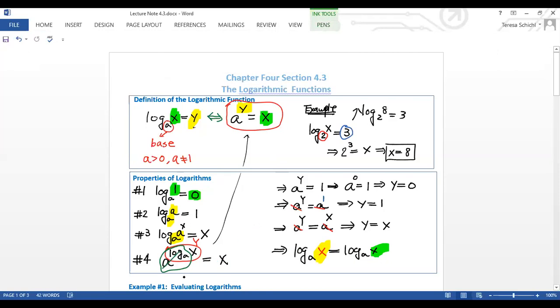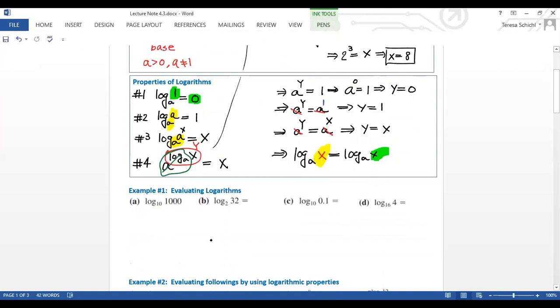Okay, those are very, very important properties. They will help you a lot when you try to simplify log functions here. Okay, now let's take a look. What is the answer here?